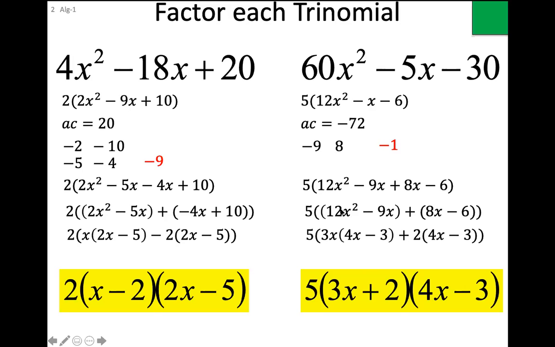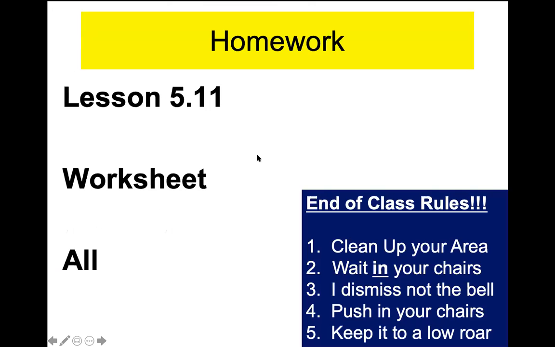What times 3x is 12x squared? 4x. What times 3x is -9x? -3. What times 2 is 8x? That's 4x. What times 2 is -6? -3. From there, you can see where I get the answers from. 4x minus 3 is here, and what's not in parentheses is 3x plus 2. That's all I have for you.